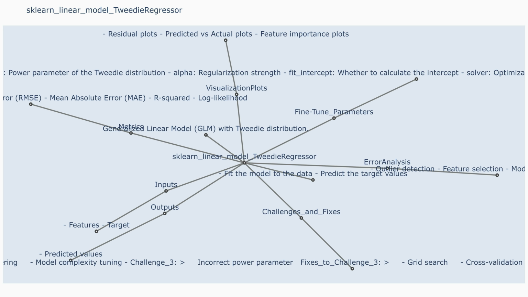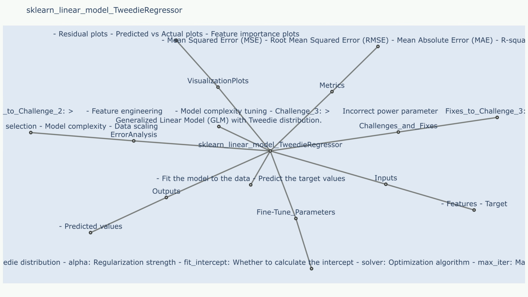sklearn, linear model, Tweedie regressor. Description: a generalized linear model, GLM, with Tweedie distribution for the response variable. This model is particularly useful for modeling count data, where the response variable represents the number of events occurring within a given time interval or space.